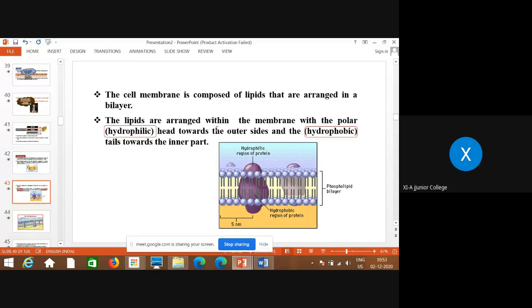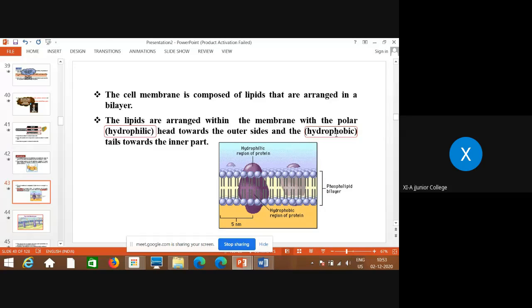Here you can remember it is two layered, that is, lipids are arranged in two layers, so that's why this is called a bilayer, and they are arranged within the membrane with the polar hydrophilic heads towards the outer side, and the hydrophobic tails towards the inner part.